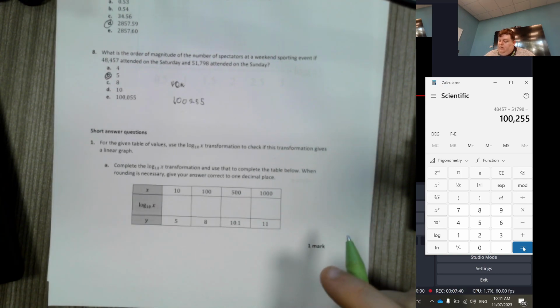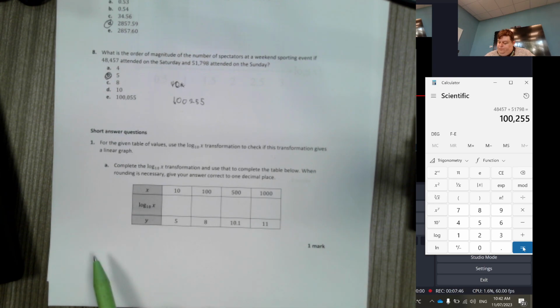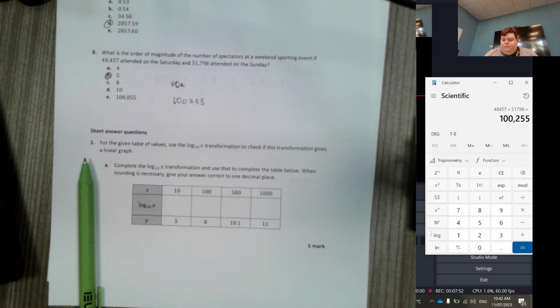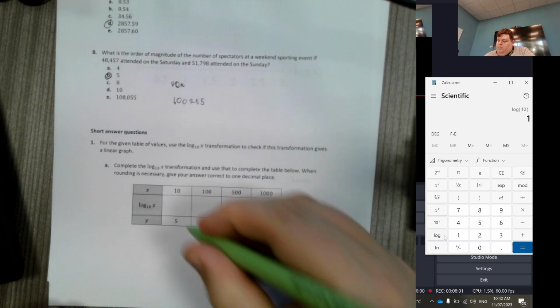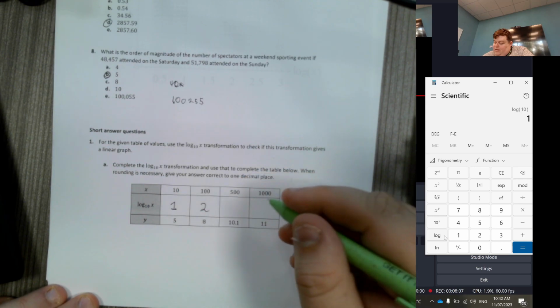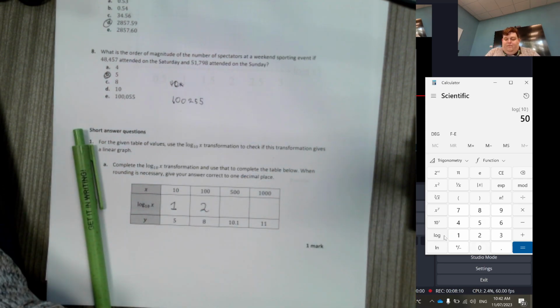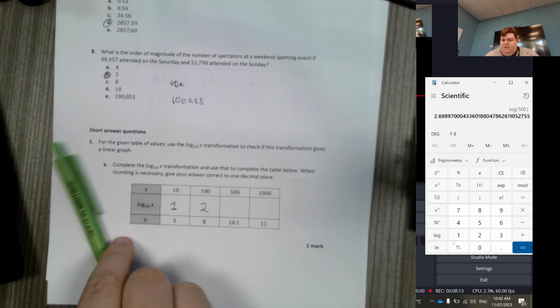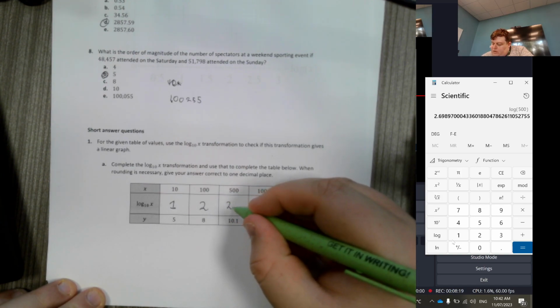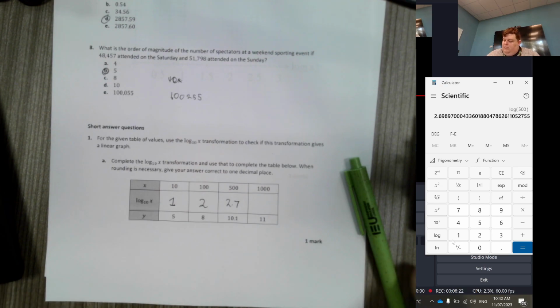Alright, for the given values, use the log x transformation to check if this transformation gives a linear graph. Sure. So we're going to do log 10 of x. Log 10 should give me 1. I mean, I could just do these myself. That's 10 squared, 10, yeah, anyway. Log of 500, what's that? 2.70, correct to one decimal place, 2.7. And 1,000 would be 3.